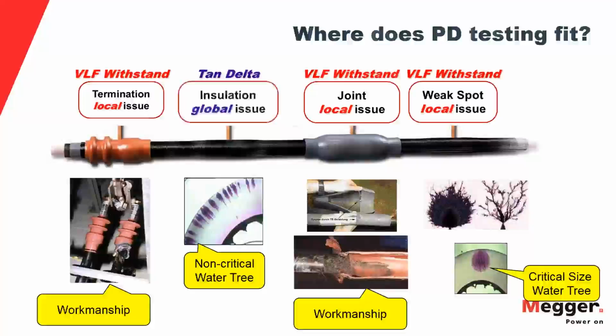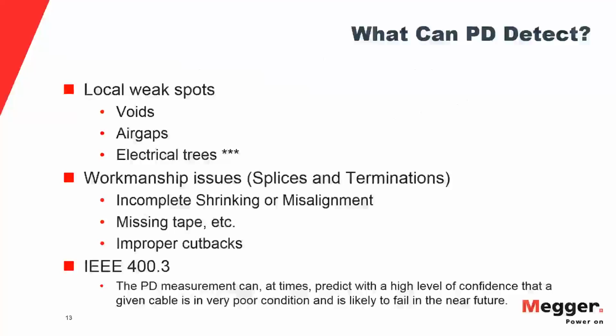So where does partial discharge testing fit into the overall scheme of testing? So we have here an example of workmanship issues and determinations, some distributed water trees, they're non-critical, some workmanship issues in a splice, and finally a critical size water tree. For all of the local issues, we can use a VLF withstand test to find those as well. And for the distributed global issues, we use our tan delta testing. But what we find is that partial discharge is extremely good at locating problems in terminations and splices as well. So that's where partial discharge fits in the grand scheme of things, especially suited for splices and terminations.